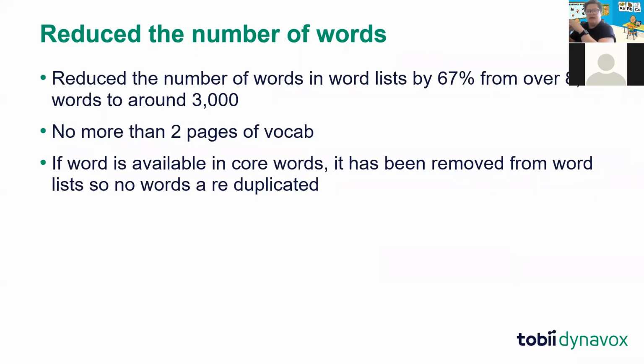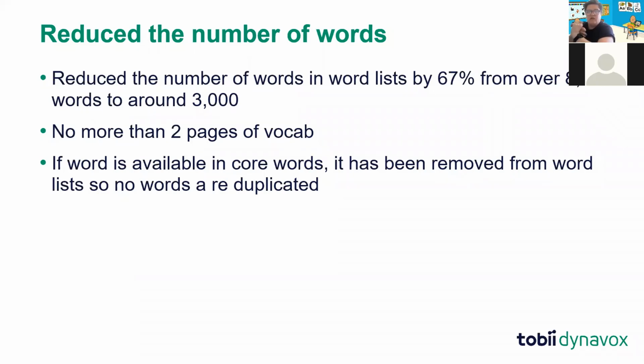So again, it's really focusing on being able to get to where you need to quickly, and really focusing on that vocabulary that's more used, so that we can find that as much as possible. We've also reduced it so that within each word list, there's going to be no more than 2 pages of vocabulary. So again, we're not having to scroll through 5 or 6 pages to get down to the bottom.